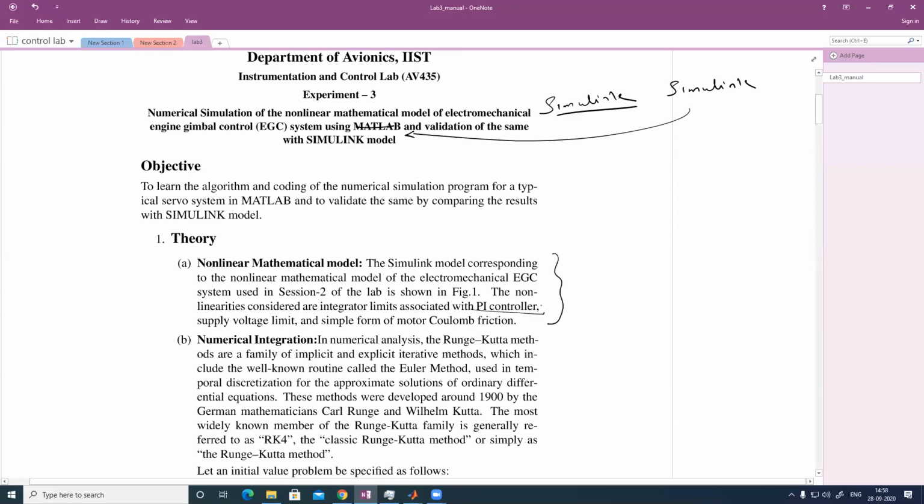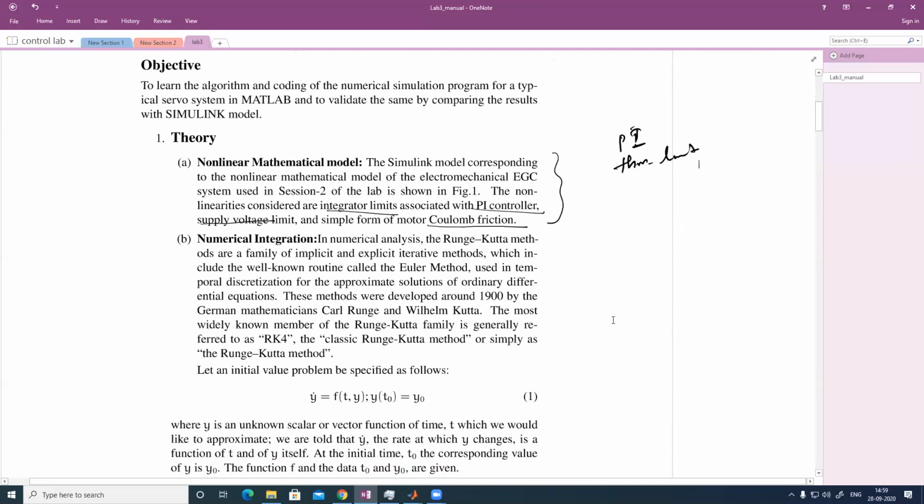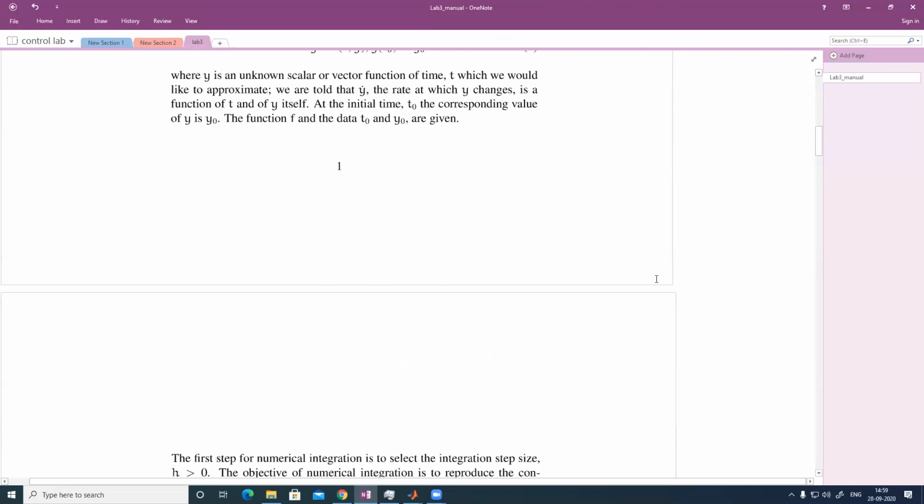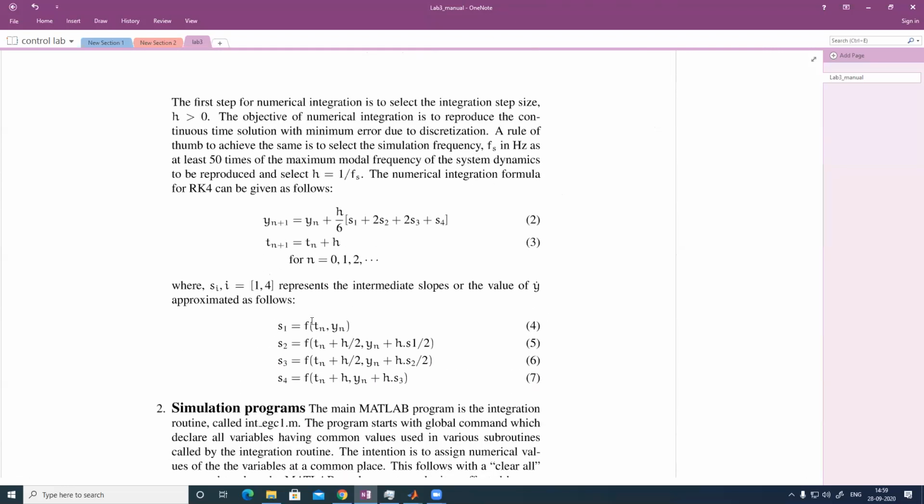What you did last time was with the Coulomb friction, supply voltage limit, and integrator limit associated with the PI controller, and theta m limit. The numerical integration we are doing here is RK4. The RK4 step was also taken in the class. These are the RK4 steps.